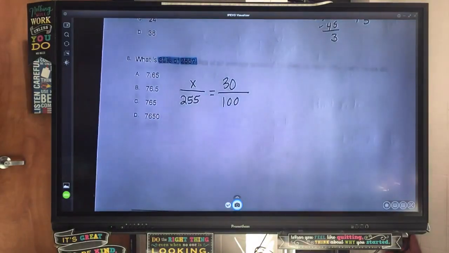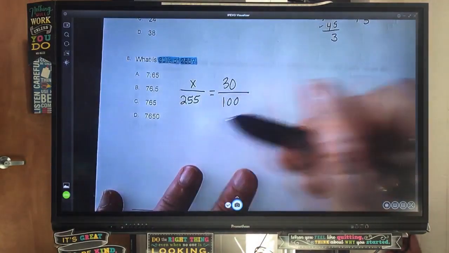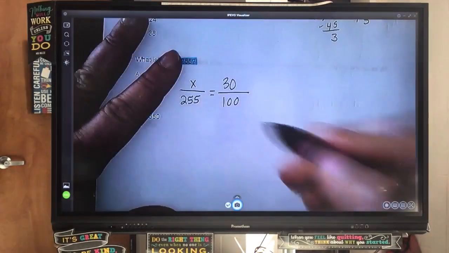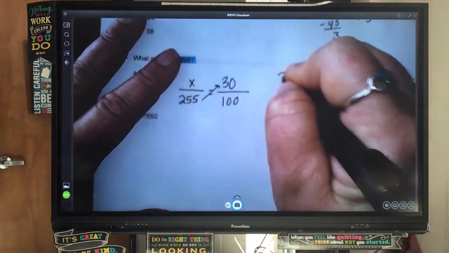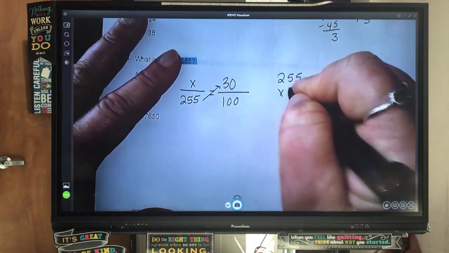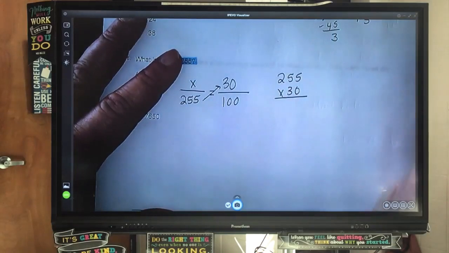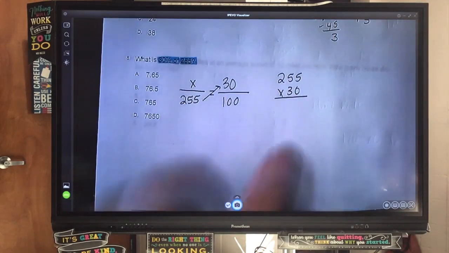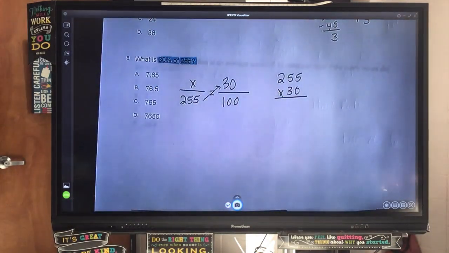All right? So looking at the up and down, that's going to be kind of hard, isn't it? All right? Looking at side to side, again, that's going to be not nice numbers. So what do we need to do? Cross multiply? All right, so you're going to do 255 times 30. Raise your hand if you got this far. All right, since not a lot of us did, go ahead and solve this problem. Stand up when you have it solved.